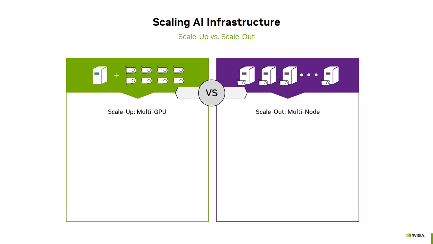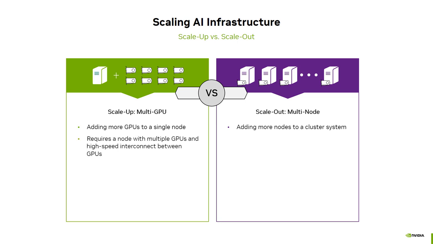Multi-GPU scaling refers to adding more GPUs to a single node to increase its computational power, whereas multi-node scaling refers to adding more nodes to a system to increase its overall processing power. In terms of hardware requirements, multi-GPU scaling requires a node with multiple GPUs and a high-speed interconnect to allow communication between the GPUs, while multi-node scaling requires multiple nodes, each with its own processing capabilities, connected through a network.